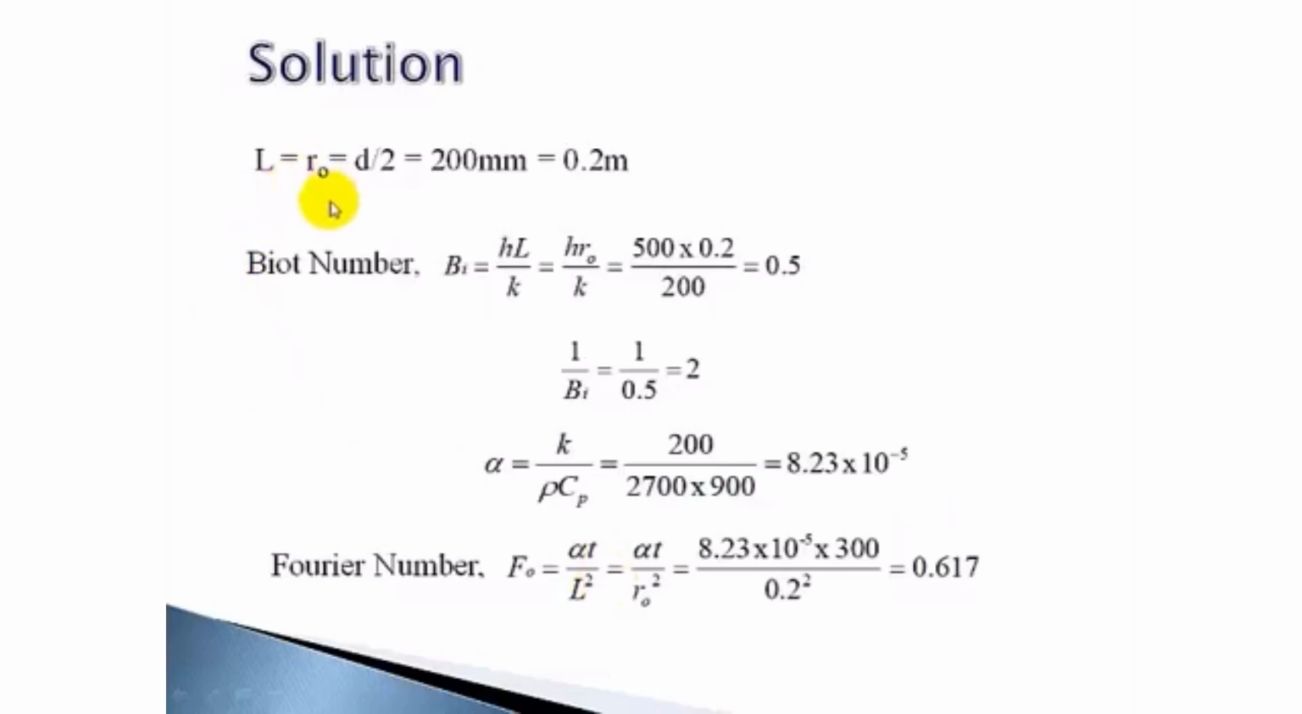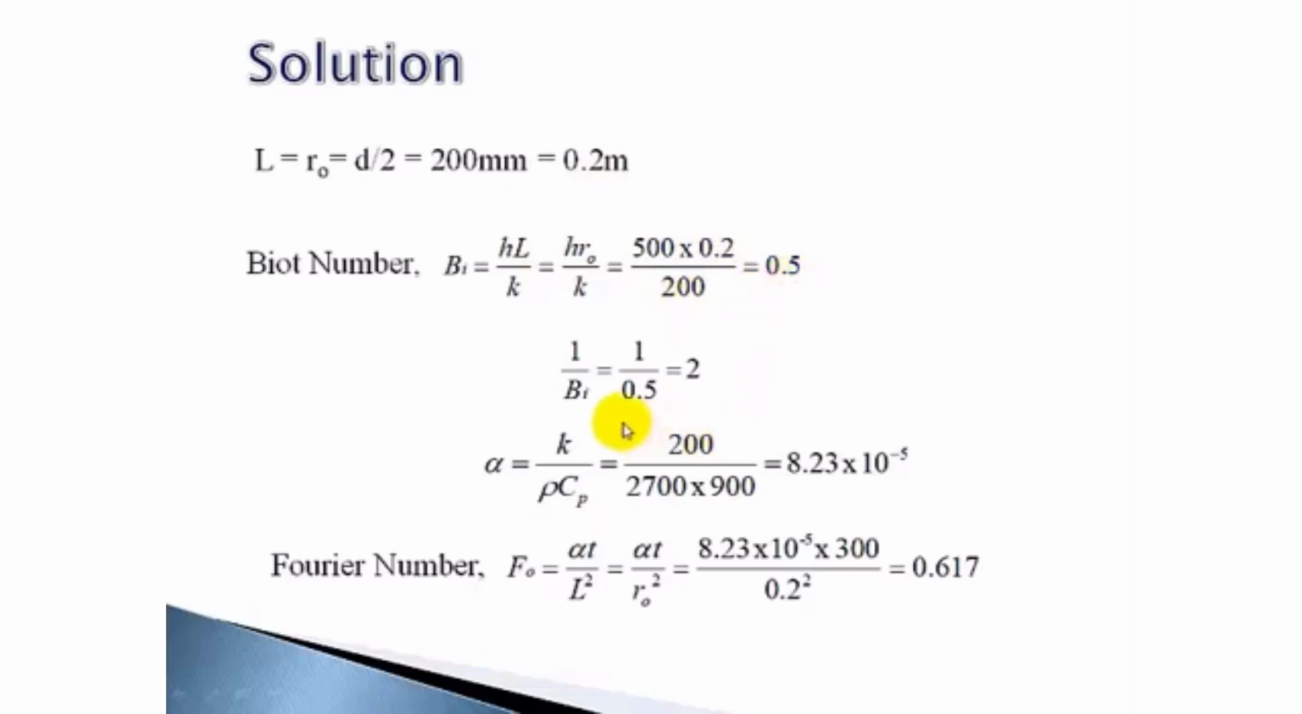The characteristic length is the outside radius, which is diameter by 2. The diameter is 400 mm, so you get 200 mm, that is 0.2 meter. The Biot number is hL by k, and the characteristic length in this case, while using the Heisler's chart, is R0. So h R naught by k, where h is the heat transfer coefficient, 500 watts per meter square Kelvin, R naught is 0.2 meter, and the thermal conductivity of the material is 200. So you get the Biot number as 0.5.